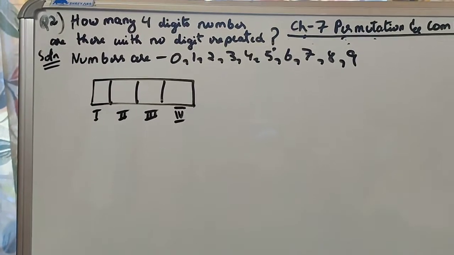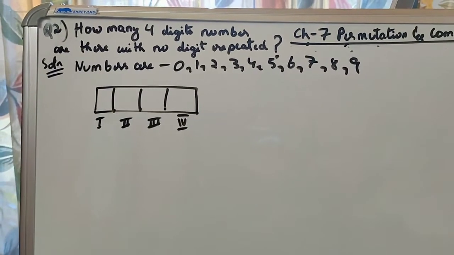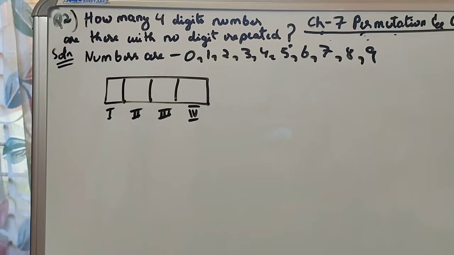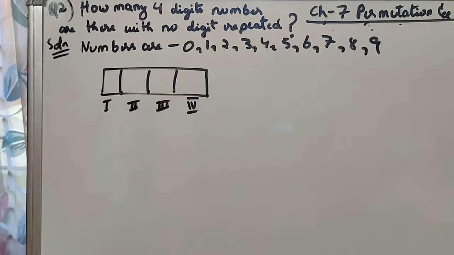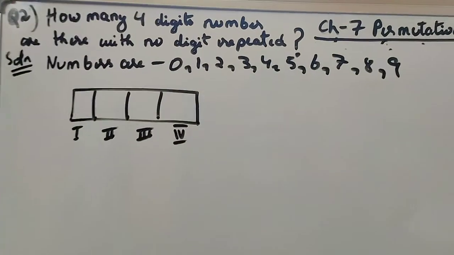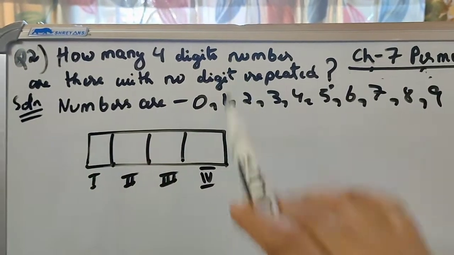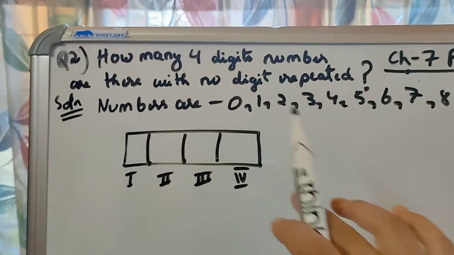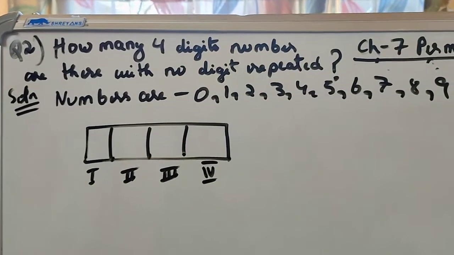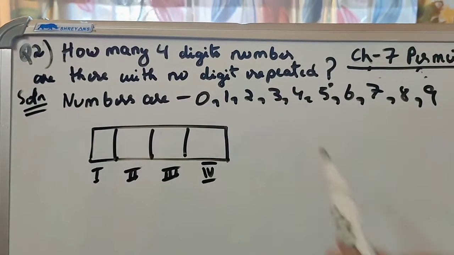Next is question number 2. How many 4-digit numbers are there with no digit repeated? That means we have to form a 4-digit number, but here they did not mention what the digits are. We know that for forming a 4-digit number, we have the numbers from 0 to 9 only. Even if they don't give it in the question, we must know how we construct a 2-digit or 3-digit number from the number line.